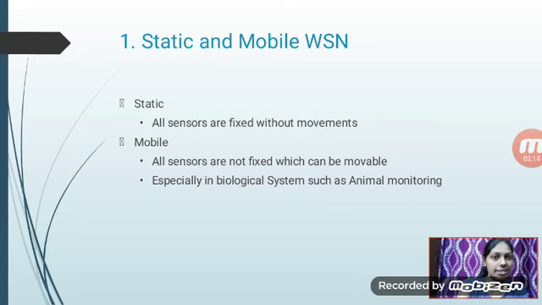In a static wireless sensor network, all the sensors are fixed and cannot be moved. So it is not that widely applicable, but it is used in some areas like buildings and hospitals, for example fire alarms and smoke alarms. The next is the mobile wireless sensor network. Here the sensors are not fixed and can be moved, and it is especially used in biological systems such as animal monitoring, and also in human body monitoring.